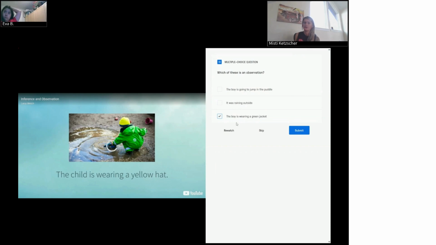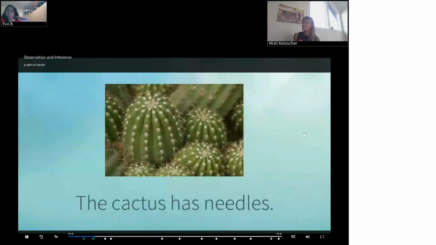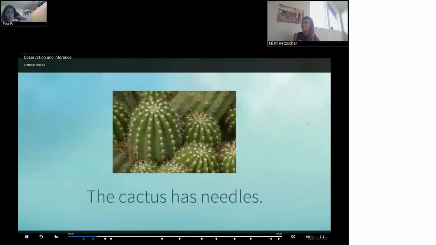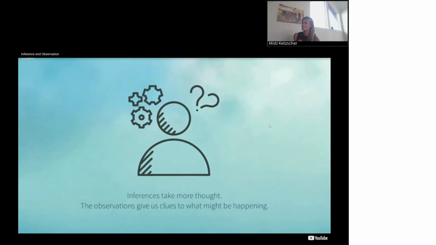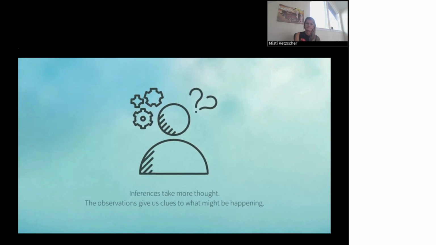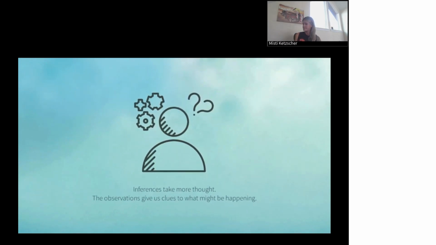The only one that we can prove, and all of us agree on, is that the child's wearing that yellow hat and that child is wearing a green jacket. Okay? We also know that this cactus has needles. Inferences take more thought. We get clues from observations to decide what we think might be happening.